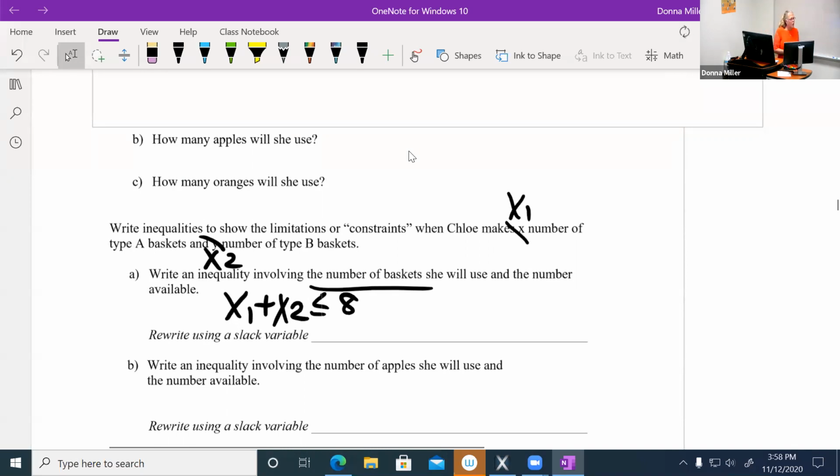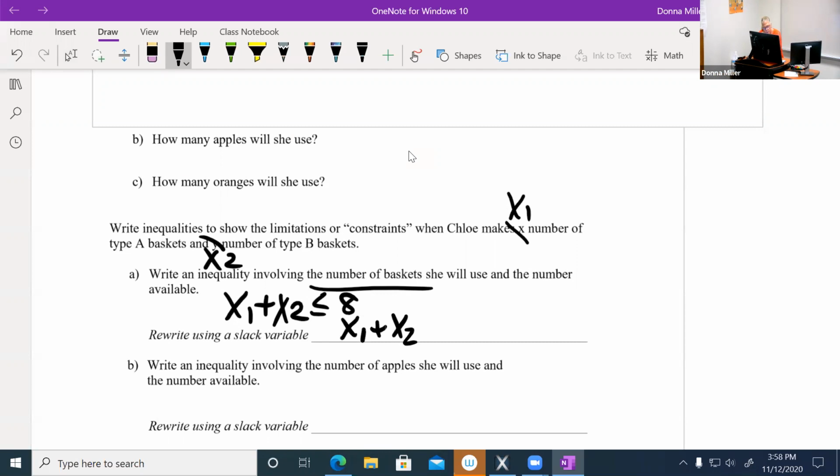So I want to turn that constraint into an equation by adding the leftovers. The way you do this is you say X1 plus X2 plus a slack variable, which I'm going to call S1, equals 8. Now I'm going to ask you, what does S1 represent? It's a slack variable. Physically, what is it? Leftover. Leftover what? Is it baskets, apples, or oranges? Baskets. So for each different resource, you're going to introduce a different slack variable.